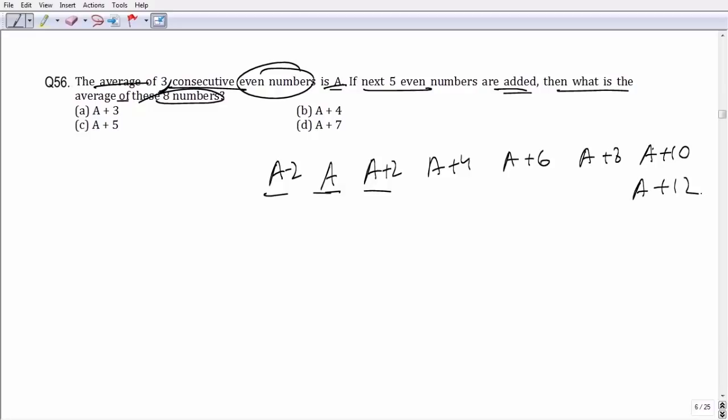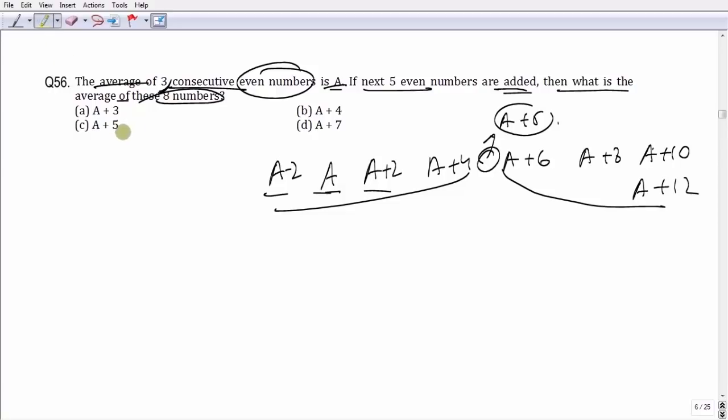Now, as we can see, the mid value of these 8 numbers would be A plus 5. So that leaves option number C as your answer.